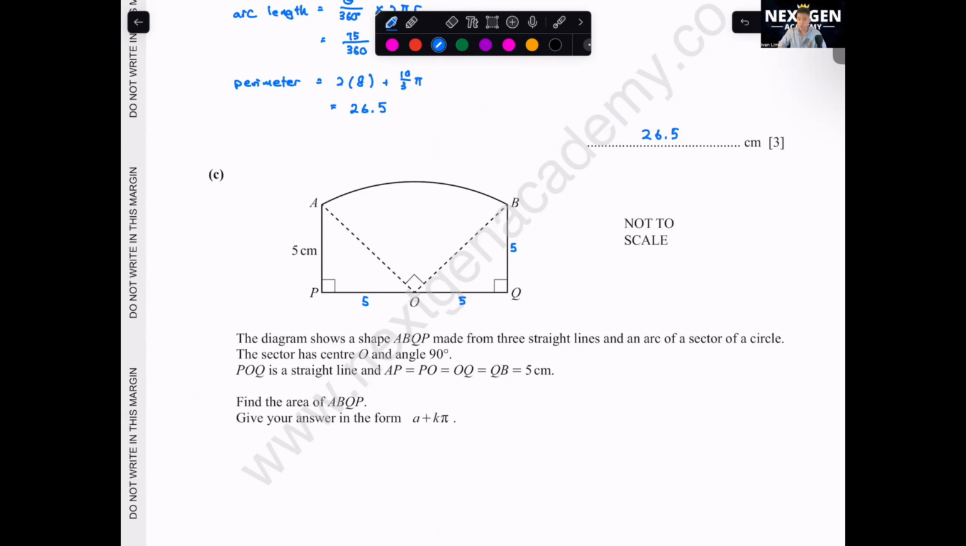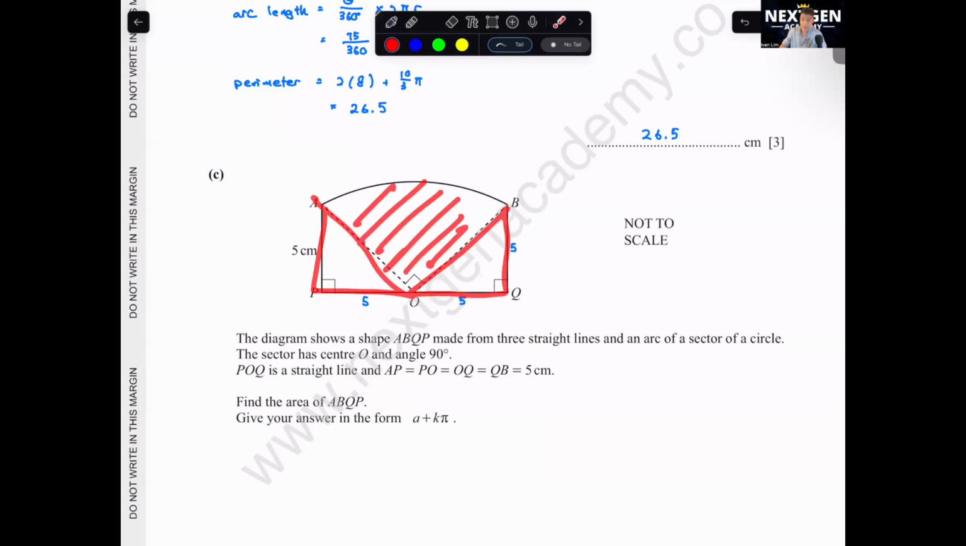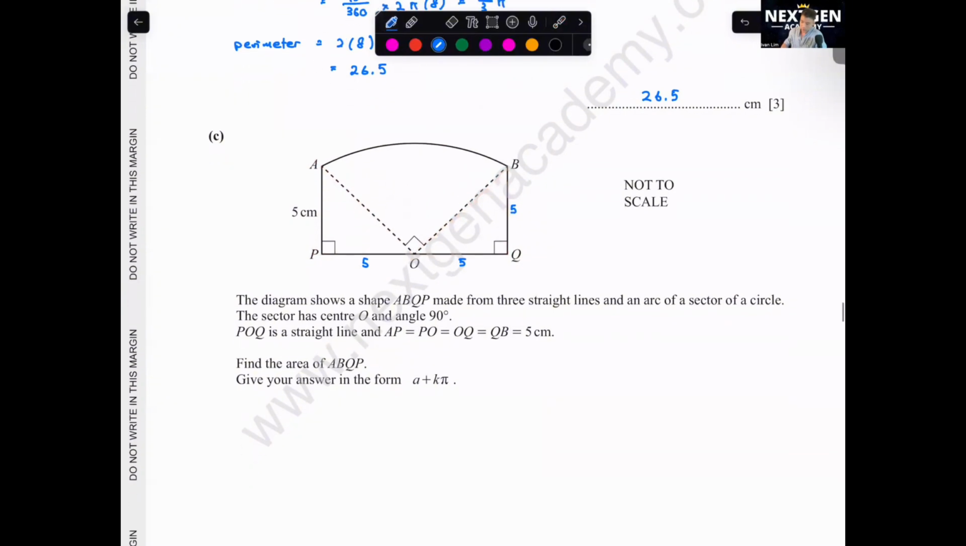Okay, what can we do to find the area? Okay, we split it up. Triangle, triangle, sector. Both the triangles will be the same formula. So let's try to find this one first. The triangle APO or AOP, and BOQ. Both of these, they are the same, same area. So half times base times height. 1 over 2 times 5 times 5, which is equals to 12.5.